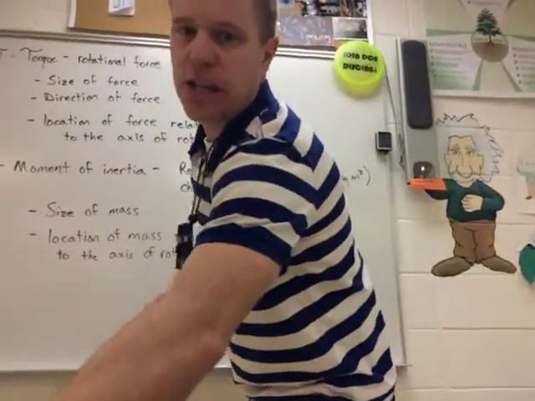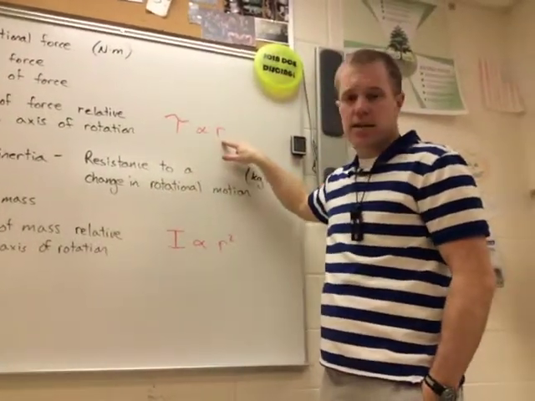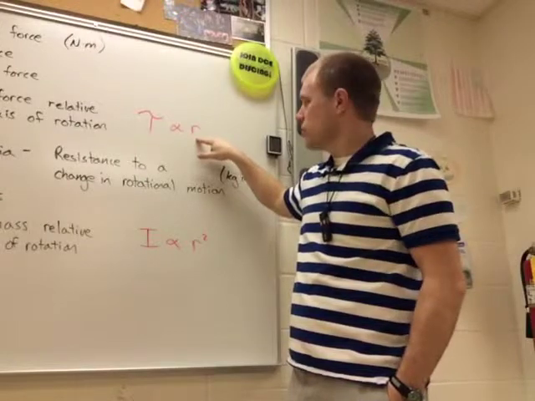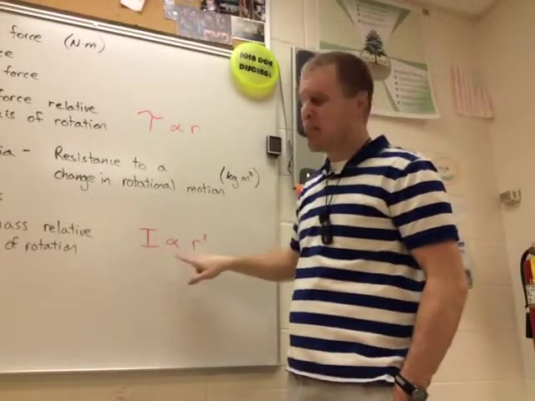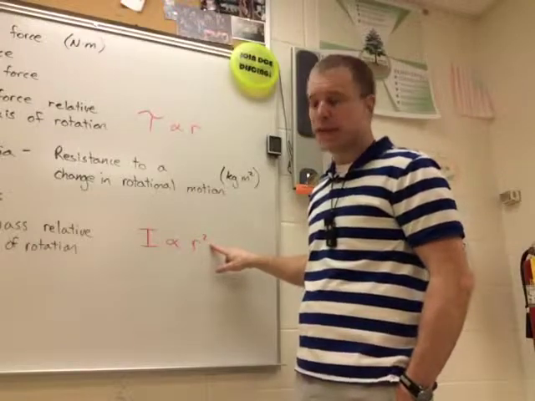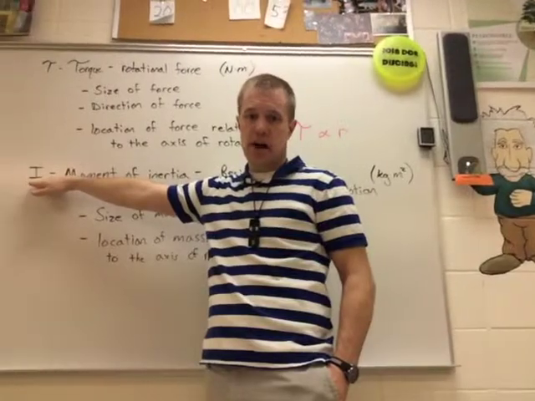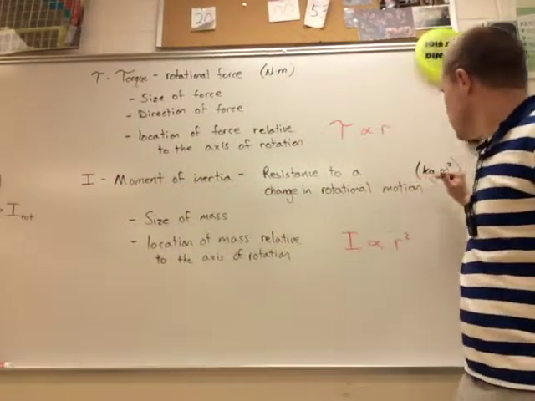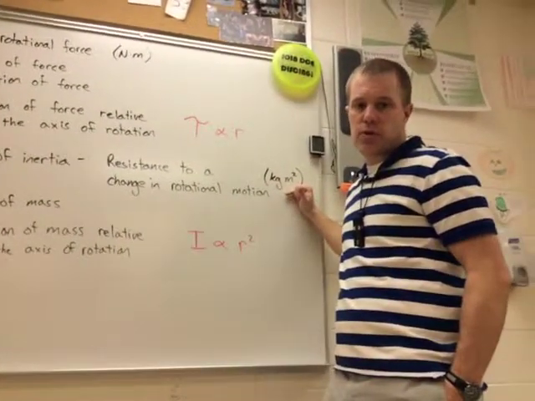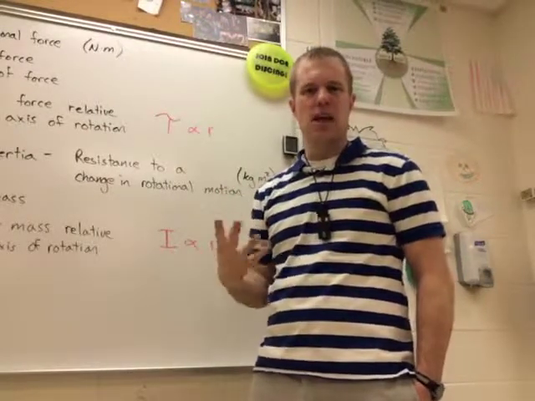And so our relationship actually comes out that torque is dependent on how far from the axis of rotation. Moment of inertia is dependent on how far from the axis of rotation squared. Okay. Moment of inertia, again, has the capital letter I for its variable and units of kilograms meters squared. Next, we're going to look at how do we actually calculate this I value? How do we get a number for it?